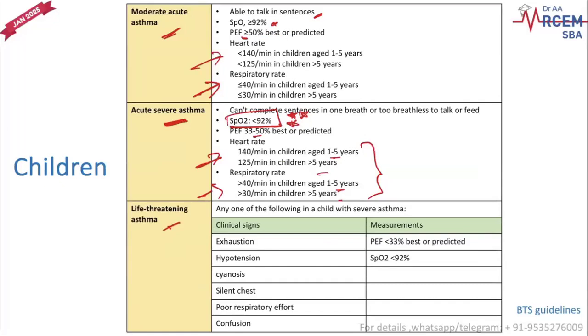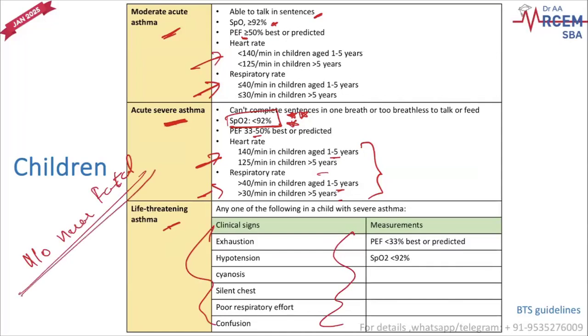Next thing is in life-threatening asthma, everything remains kind of the same, nothing changes. There is no near fatal asthma in the pediatric age group. That class doesn't exist at all. Remember this point. Those are the two important differentiating factors you need to remember.